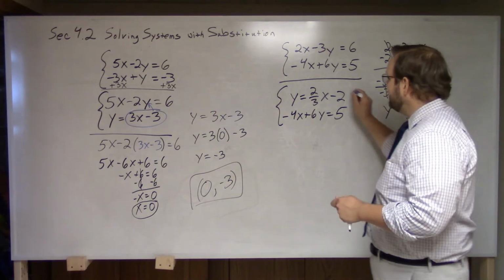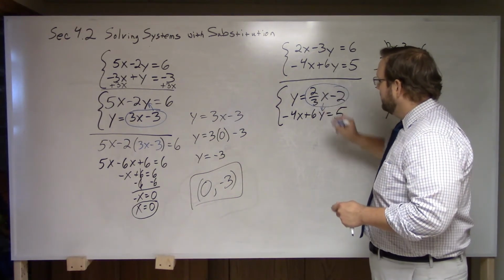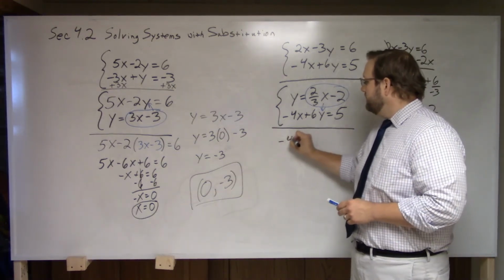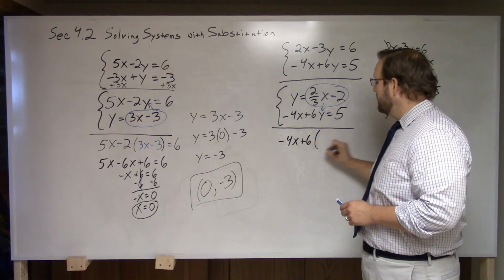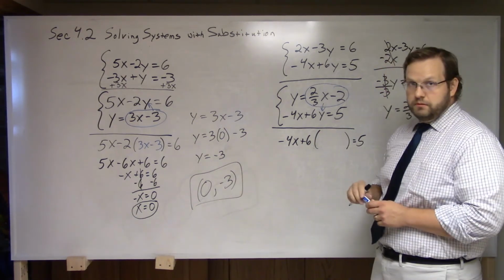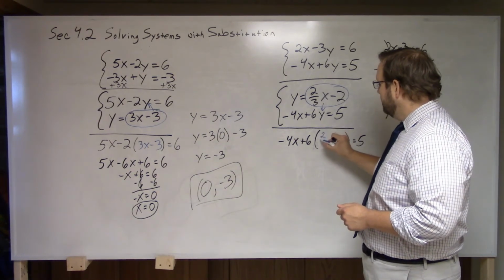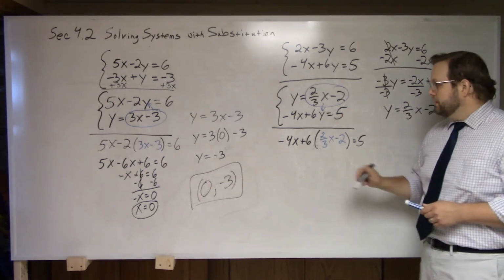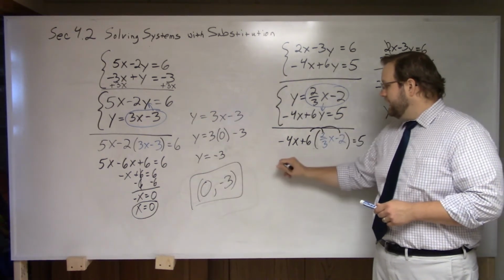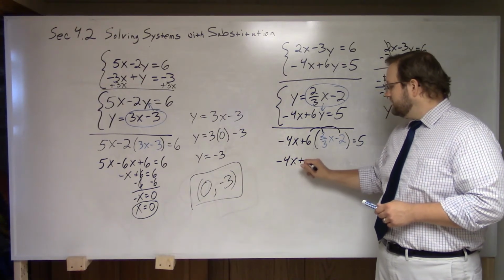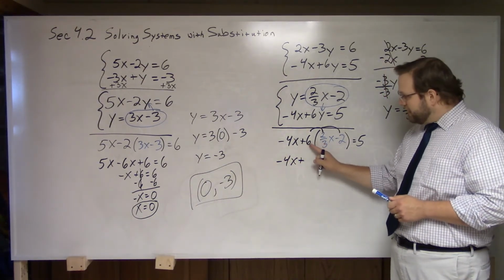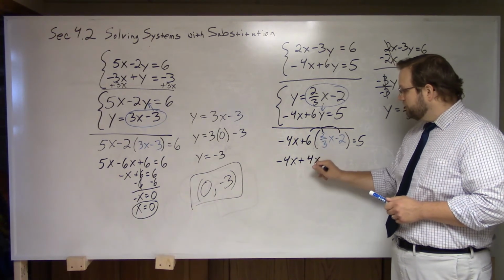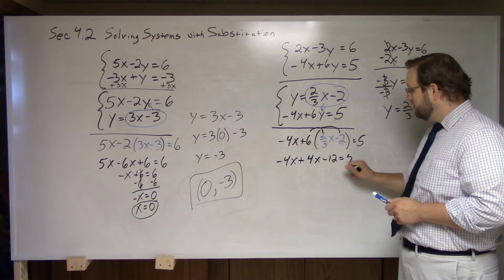So we take this and plug it in for y. So what we get? Negative 4x plus 6y equals 5. And then I plug in 2/3 x minus 2. I distribute that 6. I get negative 4x plus, now here there's a few ways you can go about this, but I like 6 times 2 is 12. 12 divided by 3 is 4. And then negative 12 equals 5.